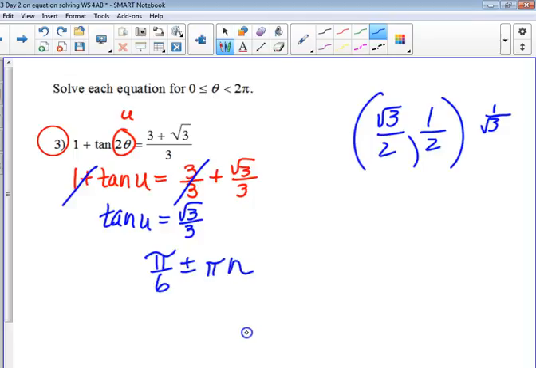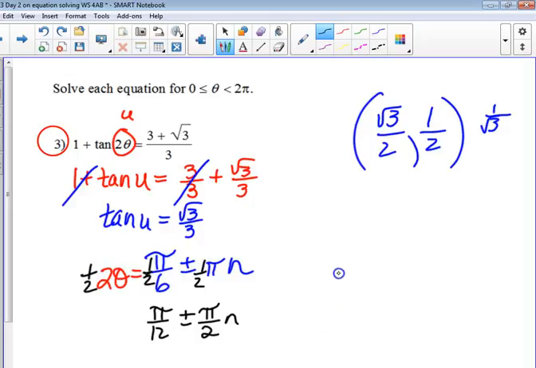But what do we have to finish up with? This is 2 theta. So if we take half of everything, we get pi over 12 plus or minus pi over 2. Half here, half here. Are we okay?